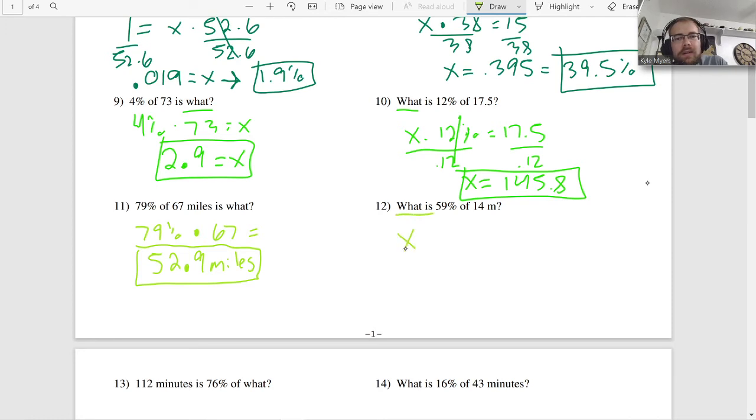What is 59% of 14? Okay, 59%, that is 0.59 times 14, and I get 8.26. So 8.26 rounds up to 8.3 because the 6 moves the 2 up.